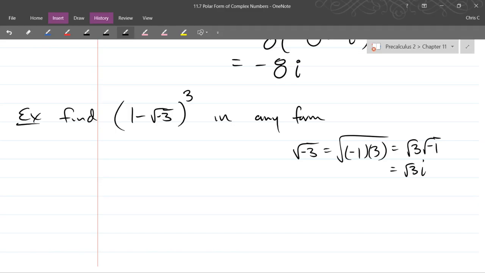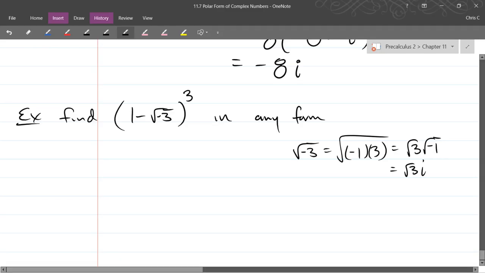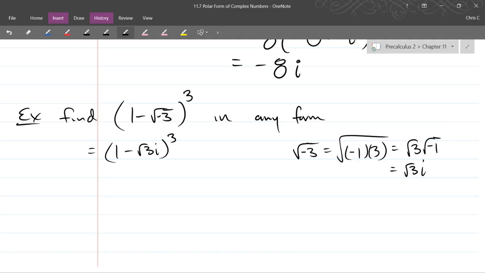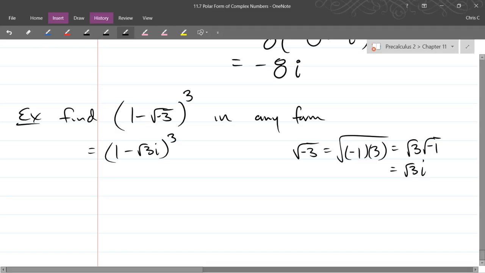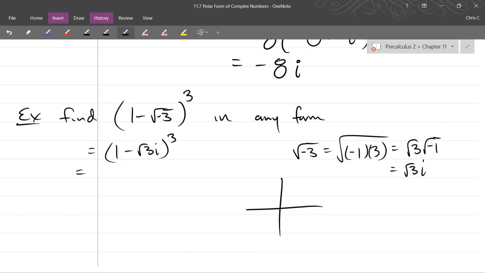It's a complex number, but I wanted to write it with i's in it so it looks just like the forms that we were using before. All right, so you can get this in any way. You could multiply it out across itself 3 times, or you could go to polars, cube it, and you can leave it in either form. I'll give you a 1-minute head start and see if you can get to the right answer first.